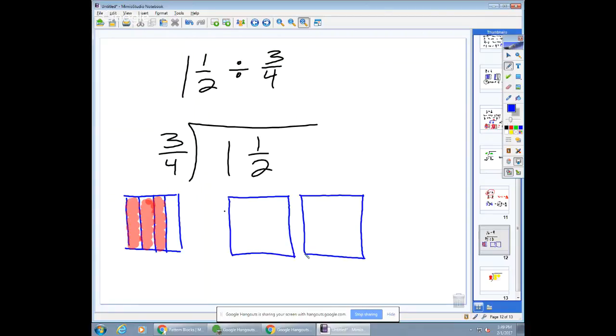Okay, so then let's see, I've got 1/2 here. Oops, wrong color. So what do you think the answer is? What do you got? Okay, any other answers? Got 1 1/3.